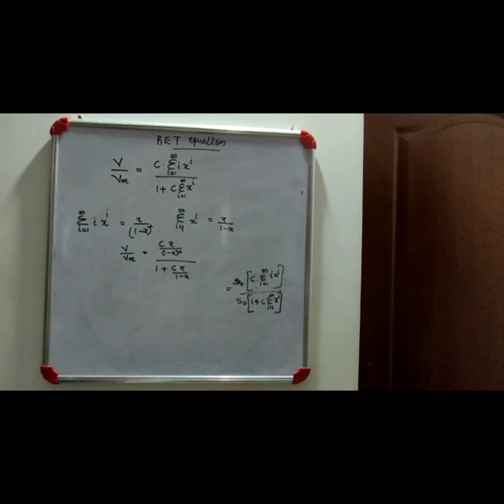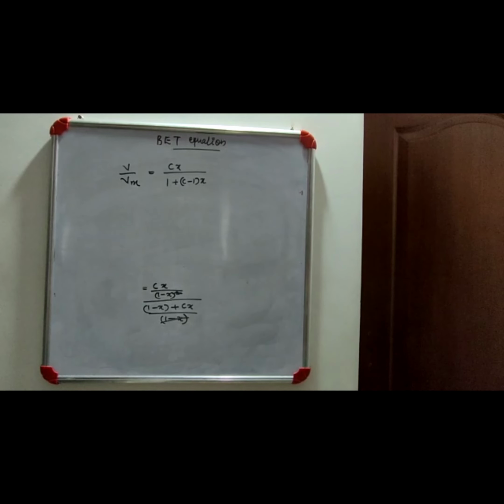So we can put this substitution in the above equation for V by Vm. We get V by Vm as C into X by 1 minus X whole square, whole divided by 1 plus C X by 1 minus X. Now we can simplify this. Taking LCM in the denominator, we get V by Vm is equal to C X by 1 minus X whole square, whole divided by 1 minus X plus C X by 1 minus X. So we can cut the 1 minus X term in the denominators. After simplification, we get V by Vm equal to C X by 1 plus C minus X.